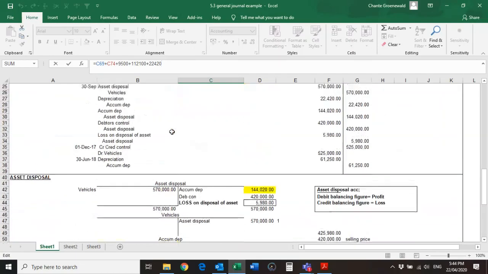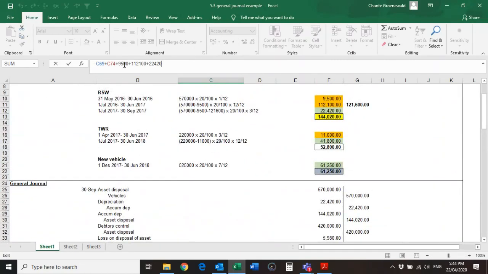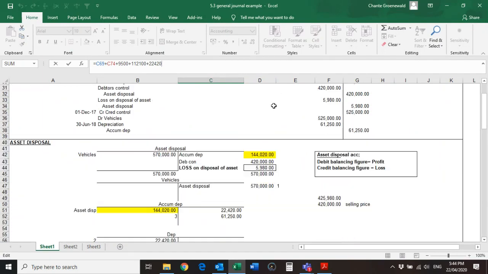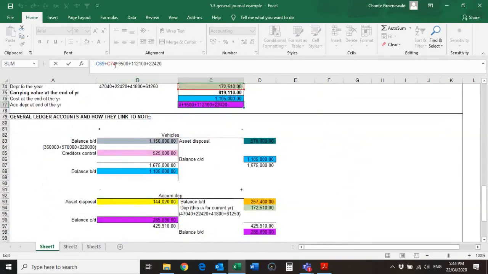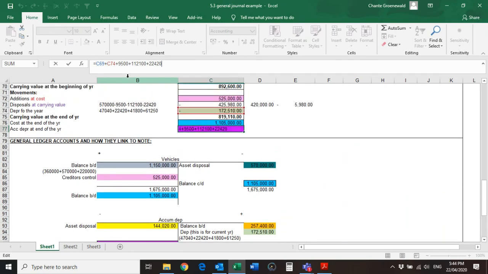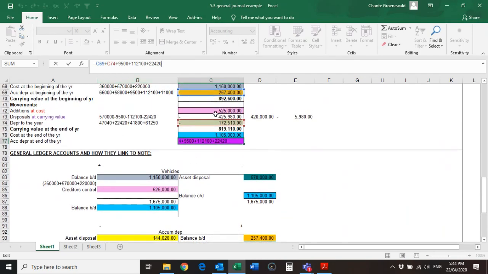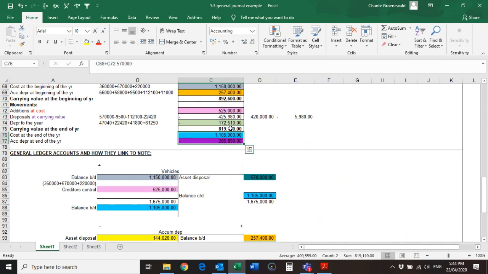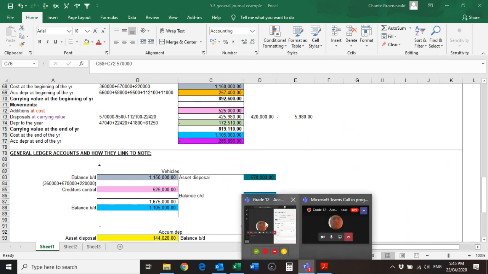So have a look here. Let's go to the top. All of these three amounts have to do with the asset that I sold. So I'm going to take out all the depreciation pertaining to the asset that I sold. So I'm going to then get a balance of 285890. When you work that out, you are going to get a carrying value at the end of the year for all your assets of 819110. Okay, so are there any questions?